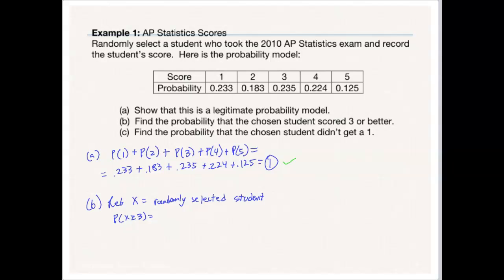For that, I just need to look at these 3 outcomes and their respective probabilities. So that's just 0.235 plus 0.224 plus 0.125. And we get 0.584.